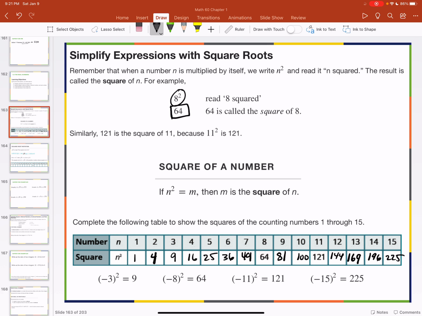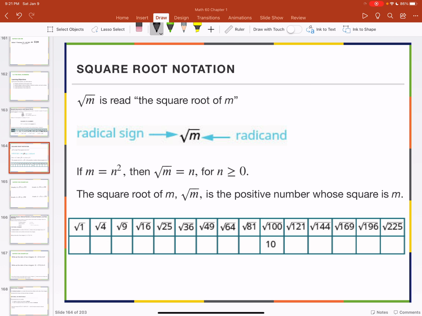Okay, so if squaring is kind of like the function or the operation that takes you from one number to the other, square root is kind of going backwards, okay? So let's say, for instance, here, these are the parts of the square root. You have the radical sign. This m, or whatever's being taken the square root of, is called the radicand. We don't really use that word a lot, but just so you know.